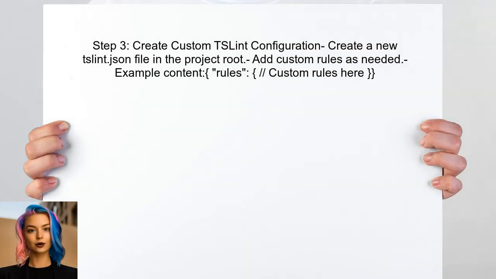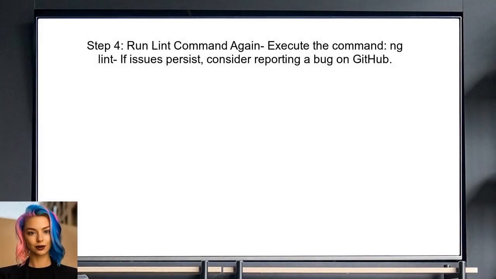If the CodeLizer package is correctly installed and the issue persists, the user can create a custom TS-lint configuration. This will allow them to bypass the default rules that are causing the error. Finally, the user should run the ng-lint command again to see if the issue is resolved. If the problem continues, they may consider reporting it as a bug to the Angular 2 notifications repository.